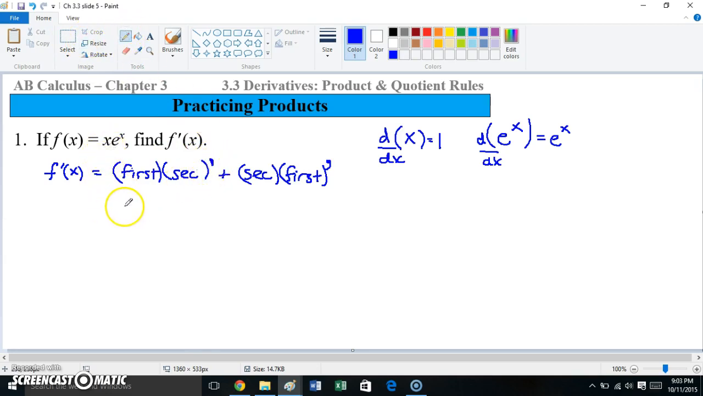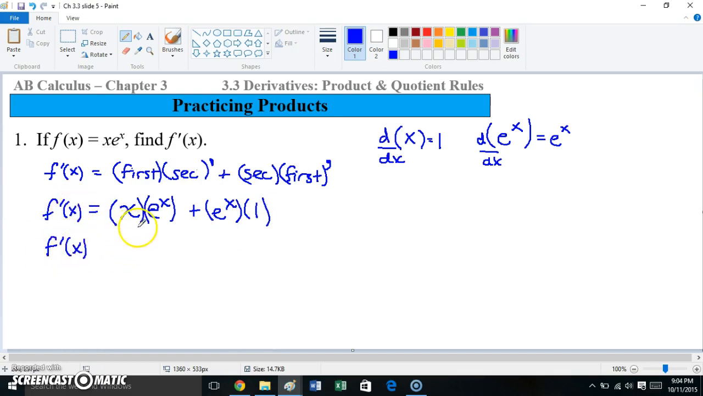So my first function is x, my second function is e to the x, and its derivative is e to the x, plus my second function, which is e to the x, times the derivative of my first function, which is 1. So the derivative, f prime of x, is equal to x times e to the x plus e to the x. Again, I'm going to factor e to the x and call this e to the x times x plus 1.